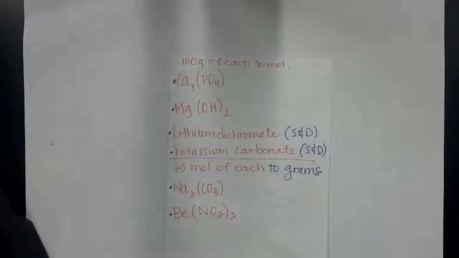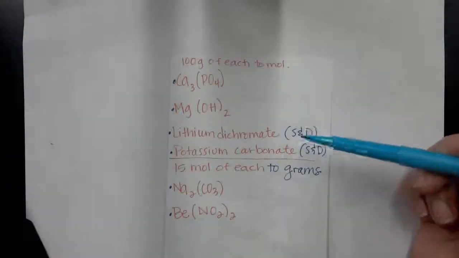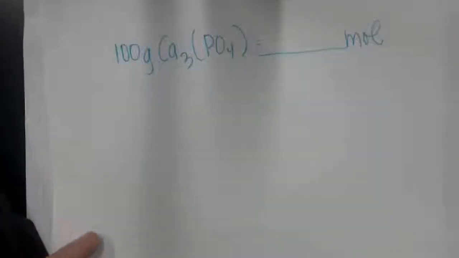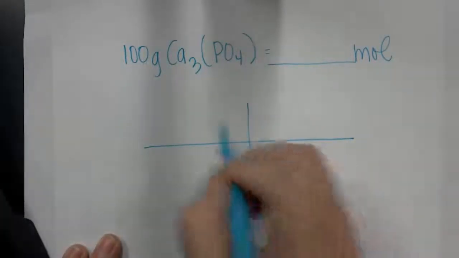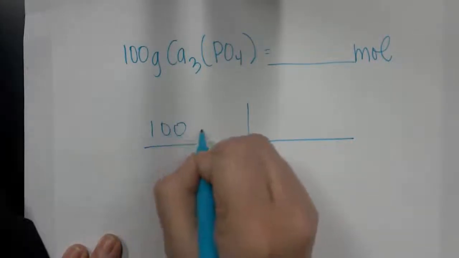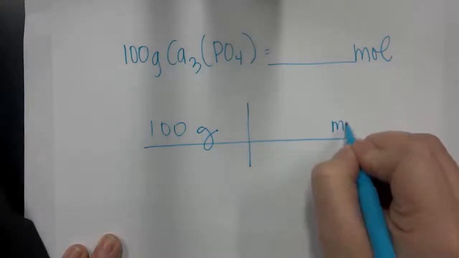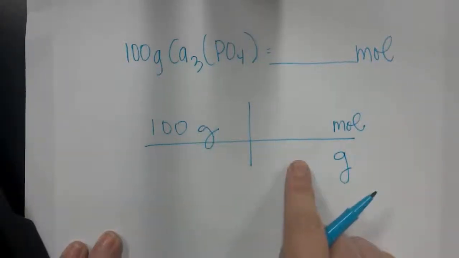So the very first four up here, you're just finding 100 grams. You're going 100 grams to moles, and then the bottom two, you're going 15 moles to grams. So the very first one, the problem would look like this. Your 100 grams is going to go right there. We're going to moles, so moles goes in the top right-hand corner, and then grams goes down into the right.